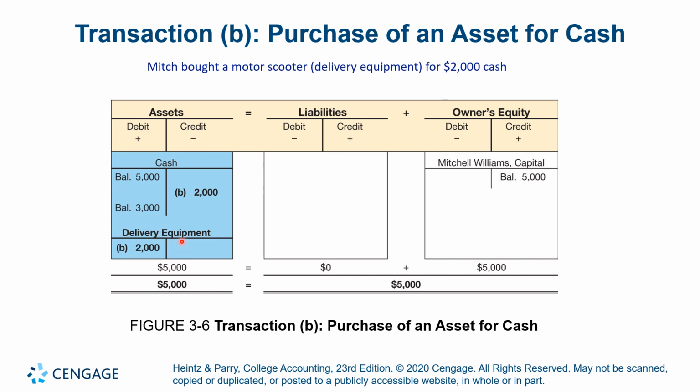And then our delivery equipment is a new T account that we see here, and it is going to increase on the left side by $2,000. And when I add it all up, it balances out.